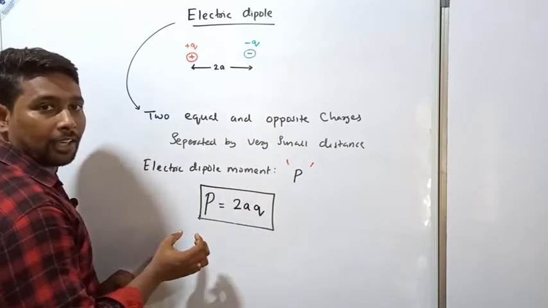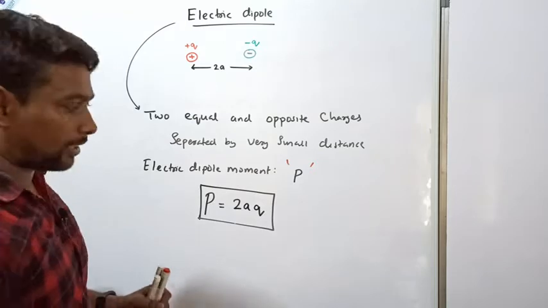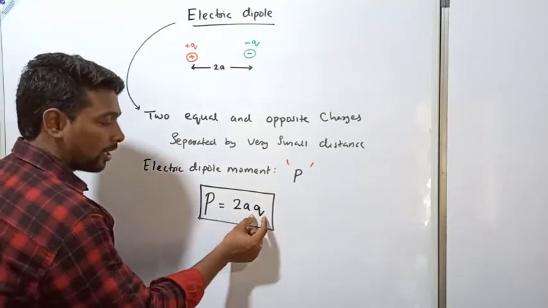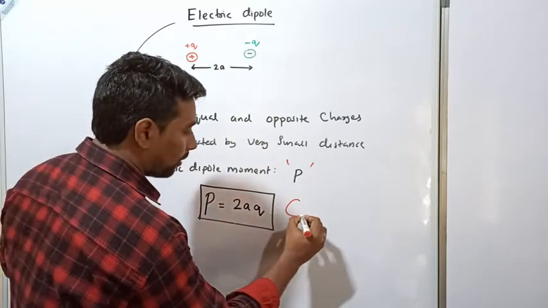What will be the unit of this dipole moment? This is distance, meter. This is charge, coulomb. That means the unit is coulomb meter.